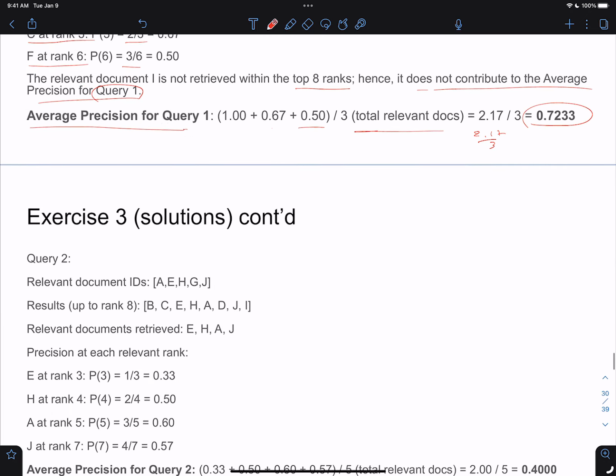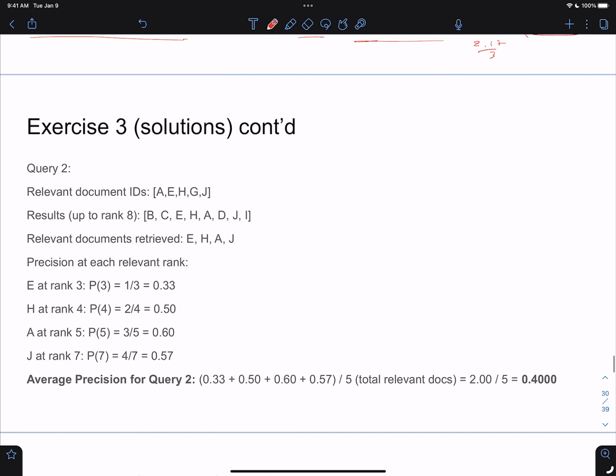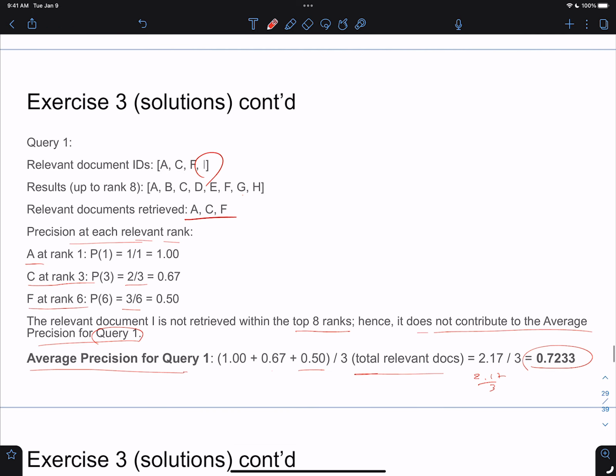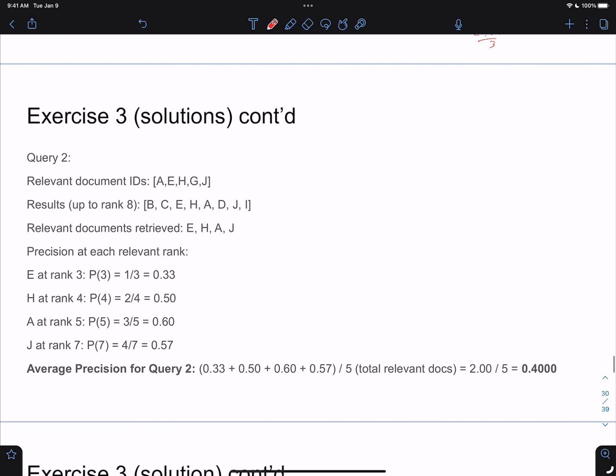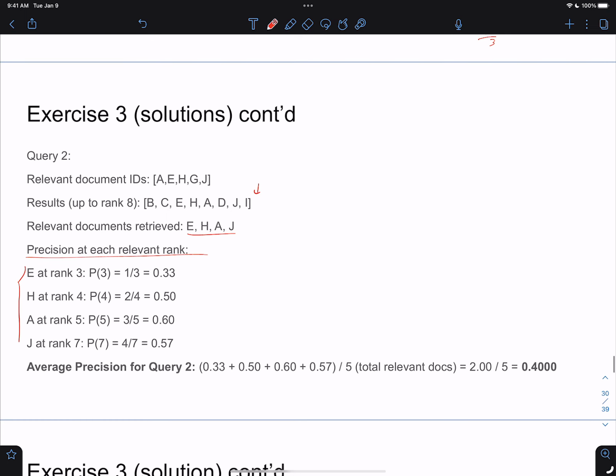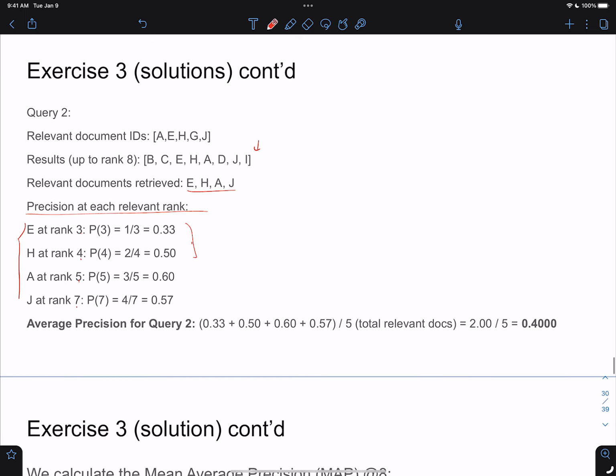And you repeat that for query 2, okay? So I won't be going over this in such detail, but it's the same steps. Given the relevant document IDs and the results up to rank 8, you find which documents are retrieved up to that point. Then you calculate the precisions at each rank. So for ranks 3, 4, 5, 7, you get these precision values, and then you just take the average of those precision values over the total relevant documents. So it'll be 2/5. Okay.